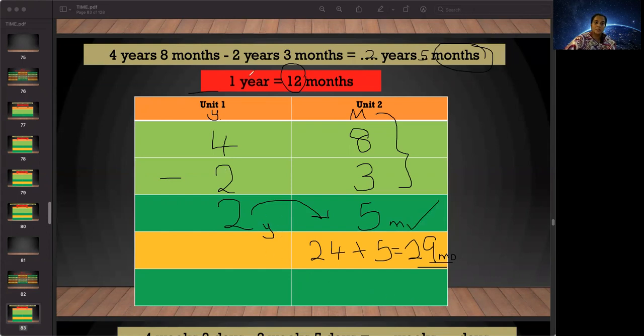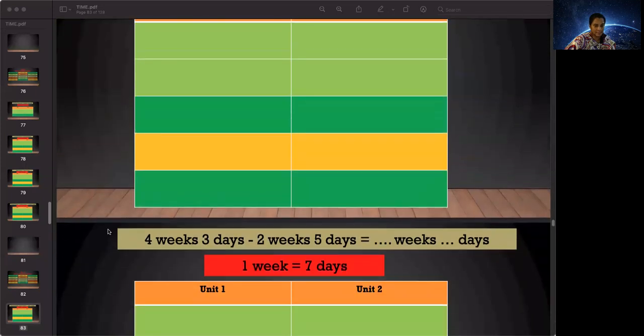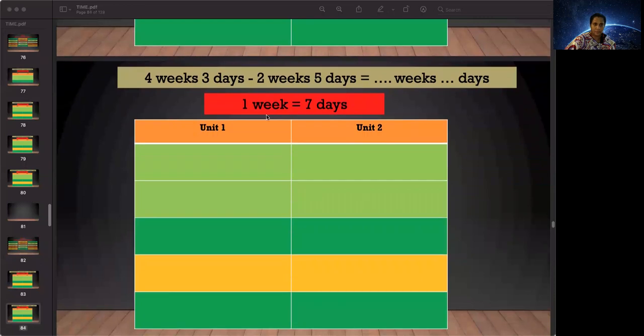Okay, so let's move on to another question and see a little bit more challenging one. This one was pretty easy. Now, what if we have a question like this? Here we have 4 weeks, 3 days, take away 2 weeks and 5 days. Remember, the conversion is 1 week is equivalent to 7 days.